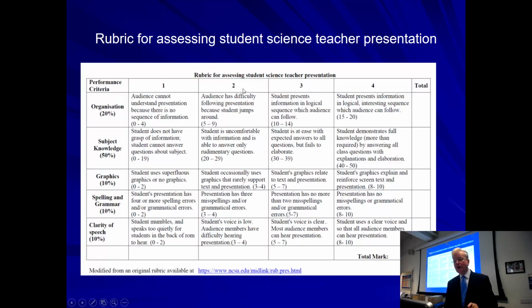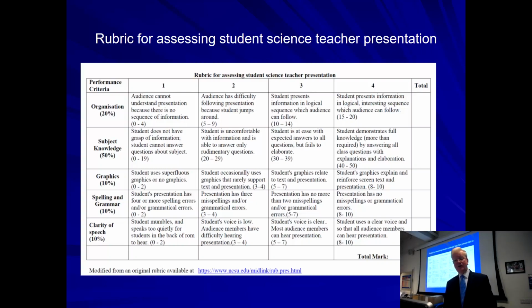And then under each of the 4 categories, as you can see there, I put in the criteria. So the audience cannot understand, there's no sequencing of information. Up to here, information is presented in a logical, interesting sequence which the audience can follow. So being able to structure their presentation would be very important for these future science teachers. Then ensuring that they have a grasp of the subject, that they can answer questions, that they can elaborate on the questions.